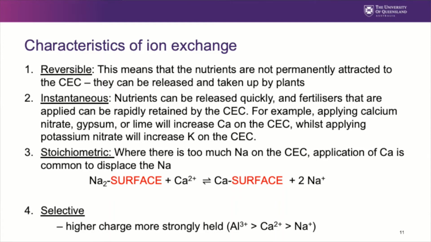So very briefly, what are some characteristics of this cation exchange capacity in soils? The first is that it's reversible. And because it's reversible, that means that if calcium is held on the cation exchange capacity, it can be displaced from the cation exchange capacity, move into the soil solution where the plant can take it up. So they're not permanently attracted to the CEC.